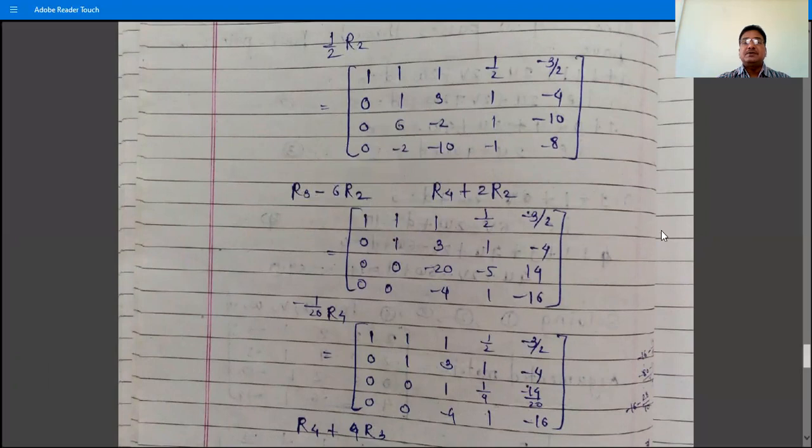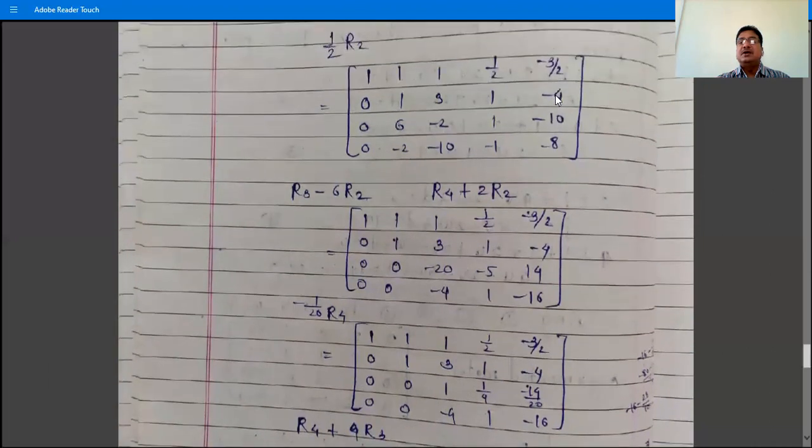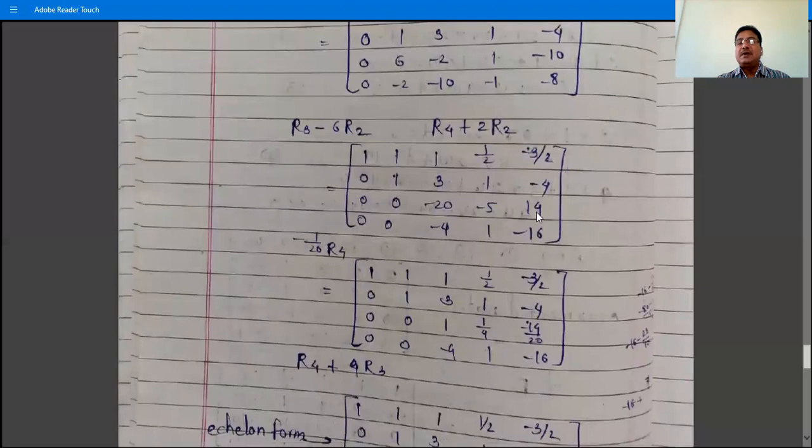So plus 2 and -2 become 0. First row as it is, second row as it is. The change is in the third row. So what is the change? -6 plus 6 is 0. Then -6 times 3 is -18, minus 2 becomes -20. Then -6 times 1 becomes -6, plus 1 becomes -5. And then -6 times -4 becomes plus 24, minus 10 becomes 40.